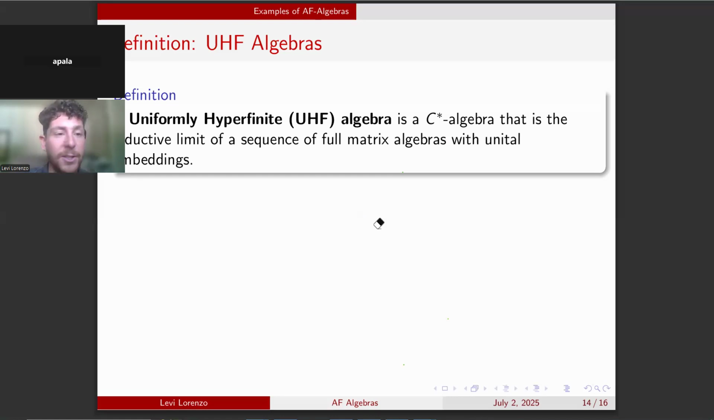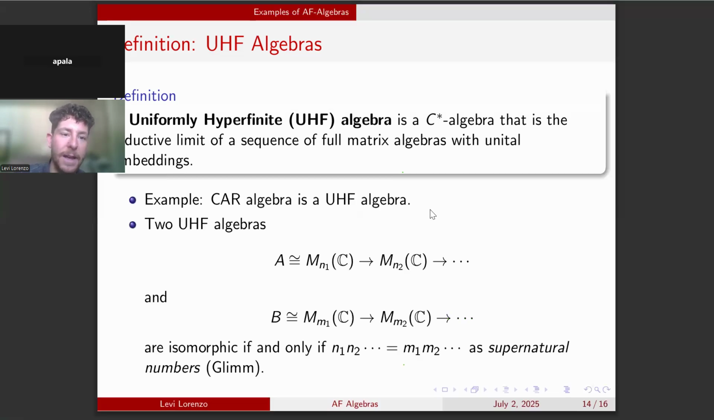They're nicely understood because you're just working with one matrix algebra at each level, and in fact we have a very nice classification of these UHF algebras via supernatural numbers. The CAR algebra was the first example of a UHF algebra that we have. But we have this really nice characterization where two UHF algebras are isomorphic if and only if the supernatural numbers associated to the inductive systems are the same.